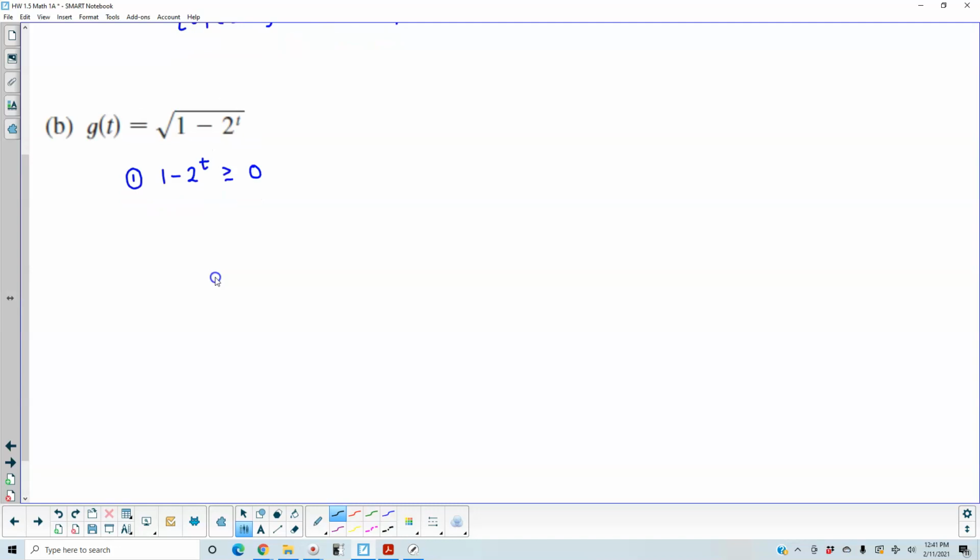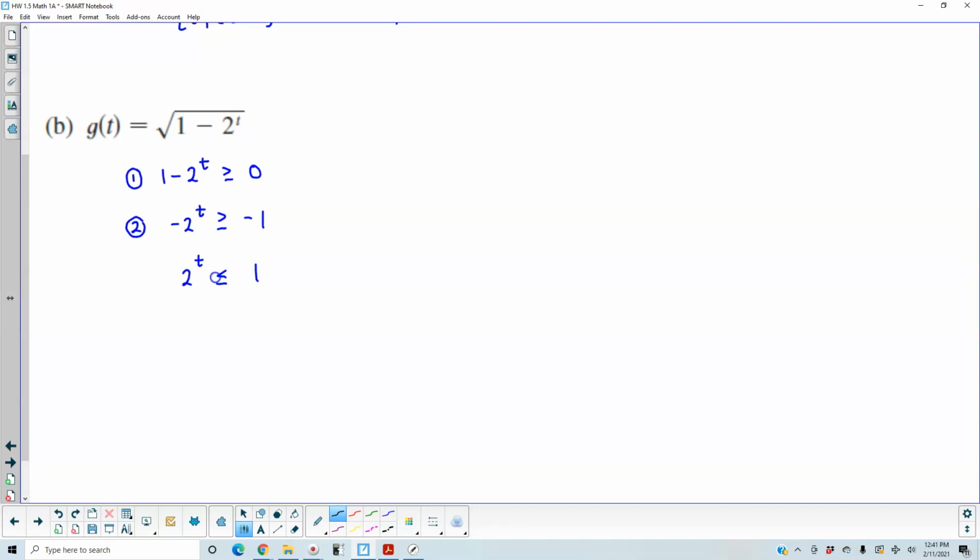So solving for t, we can subtract 1 from both sides. So we have negative 2 to the t, which is greater than or equal to negative 1. And when we divide by the negative, that's going to flip the inequality. So that's going to be 2 to the t less than or equal to 1.